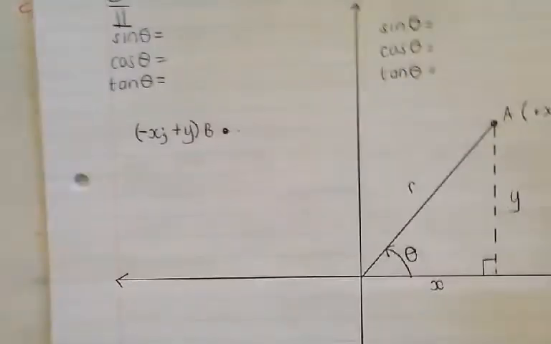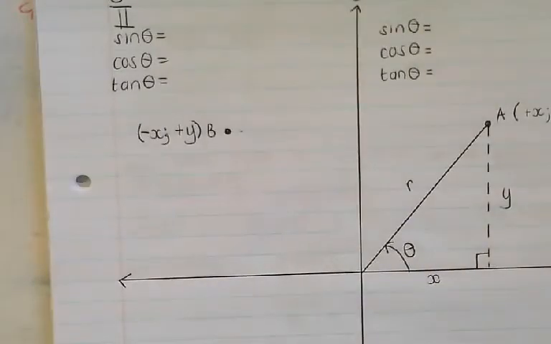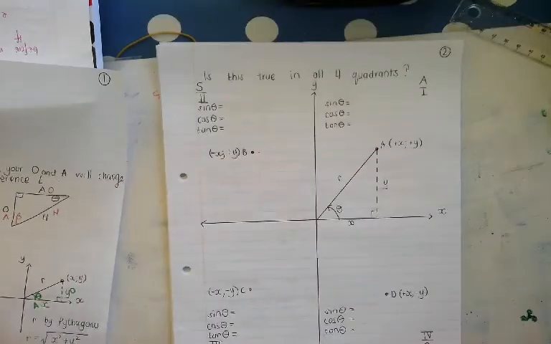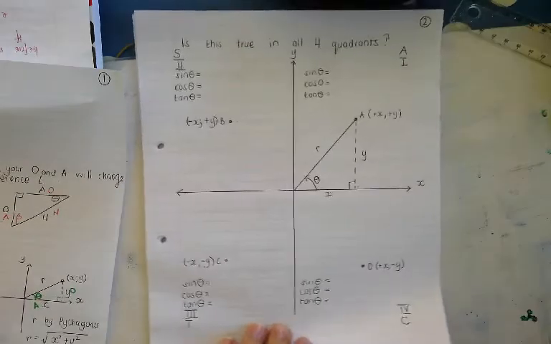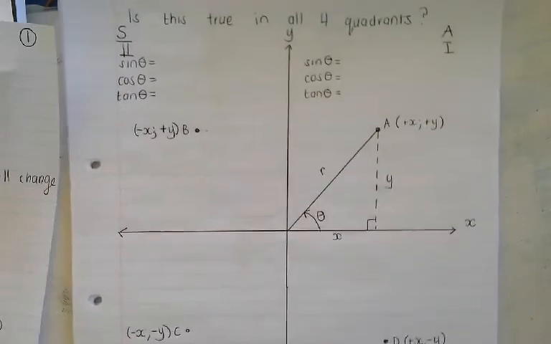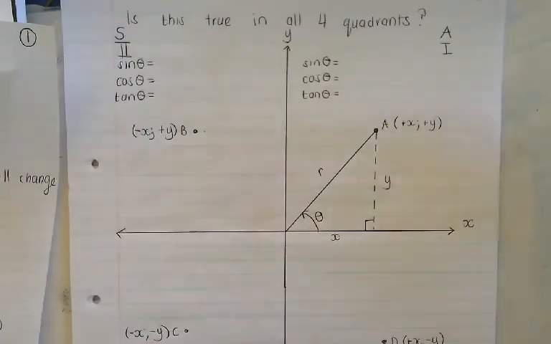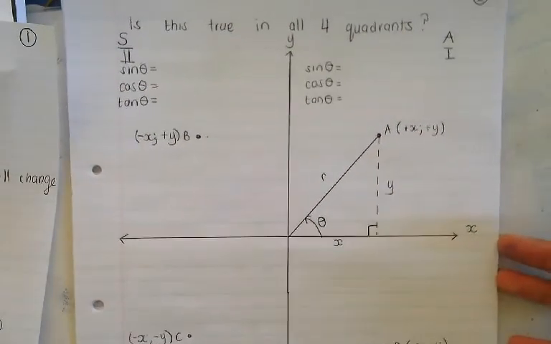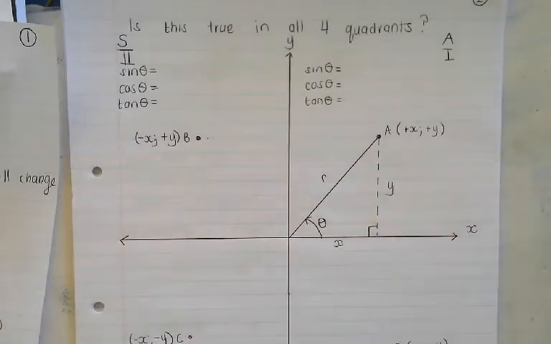So I want you to draw the following, please. So is this true in all 4 quadrants? You can start by doing your first 2 quadrants, please, and then I'll shift up for you to see quadrants 3 and 4.